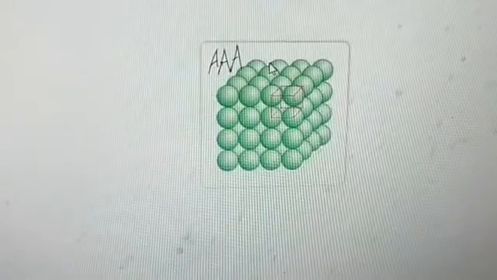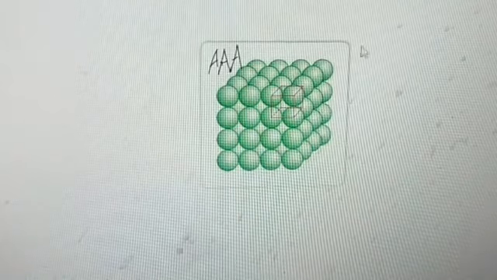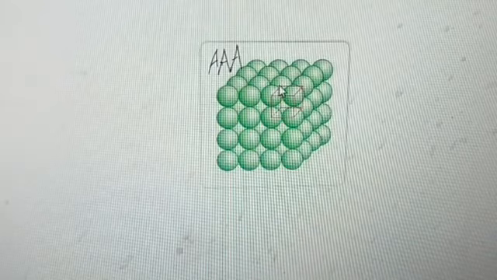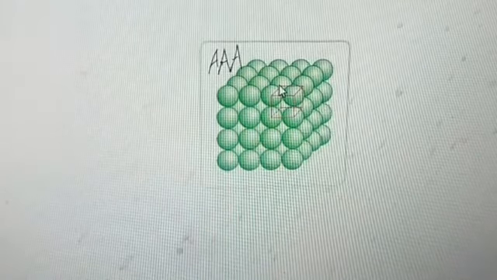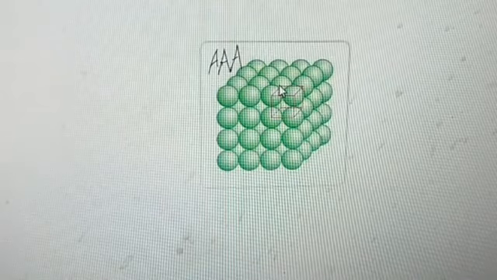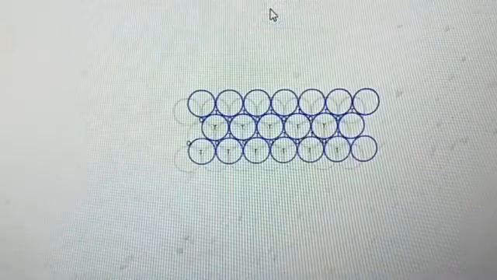The next one is the 3-dimensional close packing from the 2-dimensional hexagonal close packed structure. This was the 3-dimensional close packing from the square close packing structures. Now we are going to explain the 3-dimensional close packing from 2-dimensional hexagonal close packed structures. How can we get them? By placing the rows or the layers one over the other. When we place the second layer over the first layer, we get this type of structure.